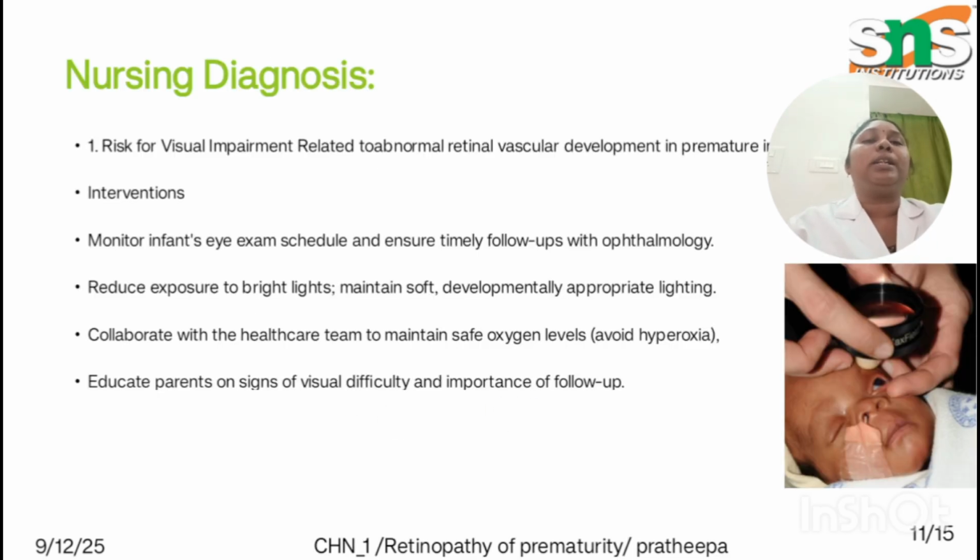And what are the nursing diagnoses? Risk for visual impairment related to abnormal retinal vascular development in prematurity. So monitor infant eye examinations and follow-up care, reduce exposure to bright lights, maintain soft and developmentally appropriate lighting, collaborate with the healthcare team to maintain safe oxygen levels, and educate parents on signs of visual difficulty and the importance of follow-up.